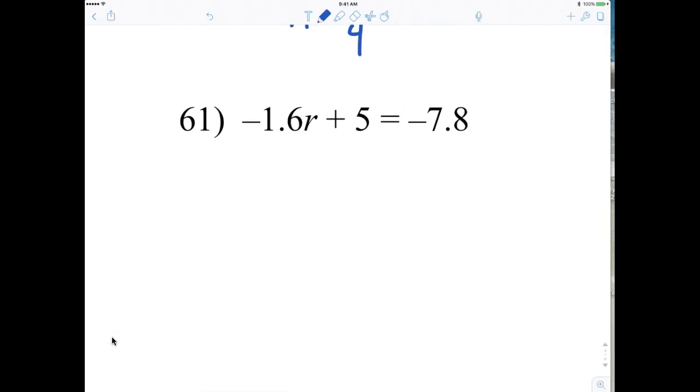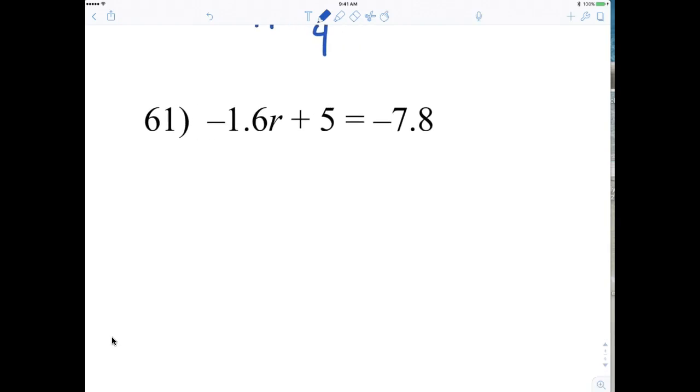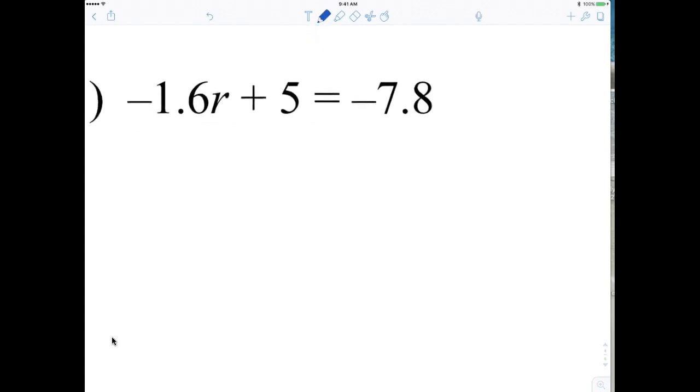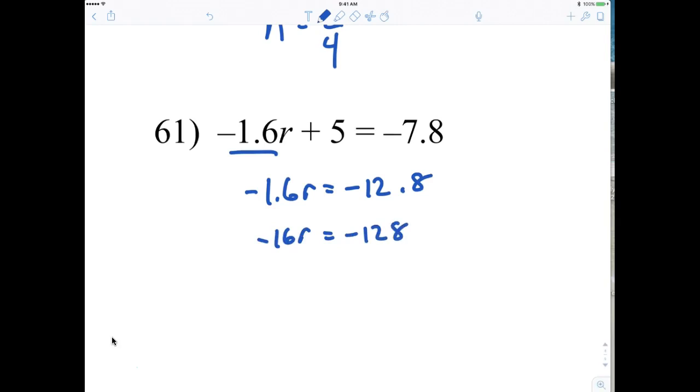All right, let's practice decimals just so I can show you. I'm definitely going to do what first? Subtract 5. I'm isolating the variable, so I'm going to subtract 5. So negative 1.6r is equal to, you should be able to tell me, negative 12.8. Everybody happy with that? You should also be able to tell me that's the same as negative 16r is equal to negative 128. Do you agree with that? Yes.